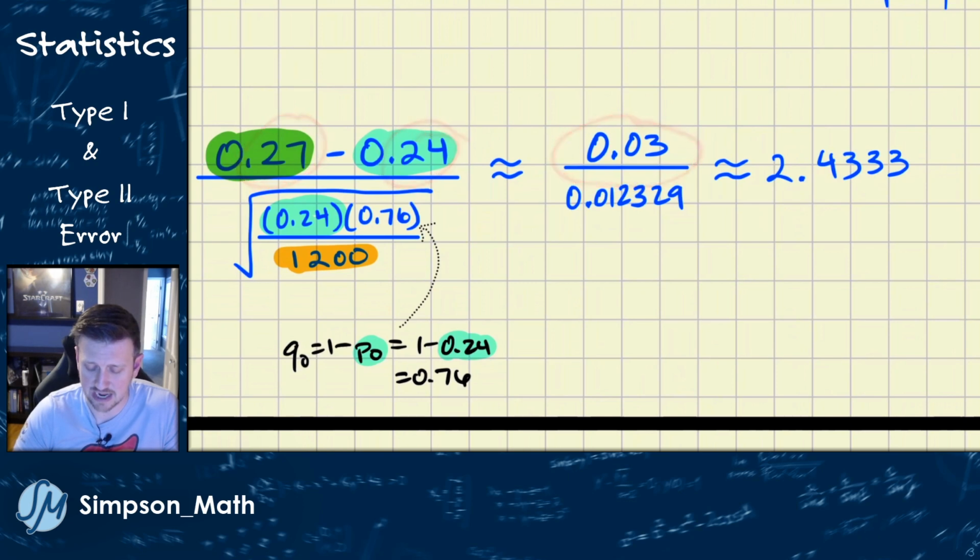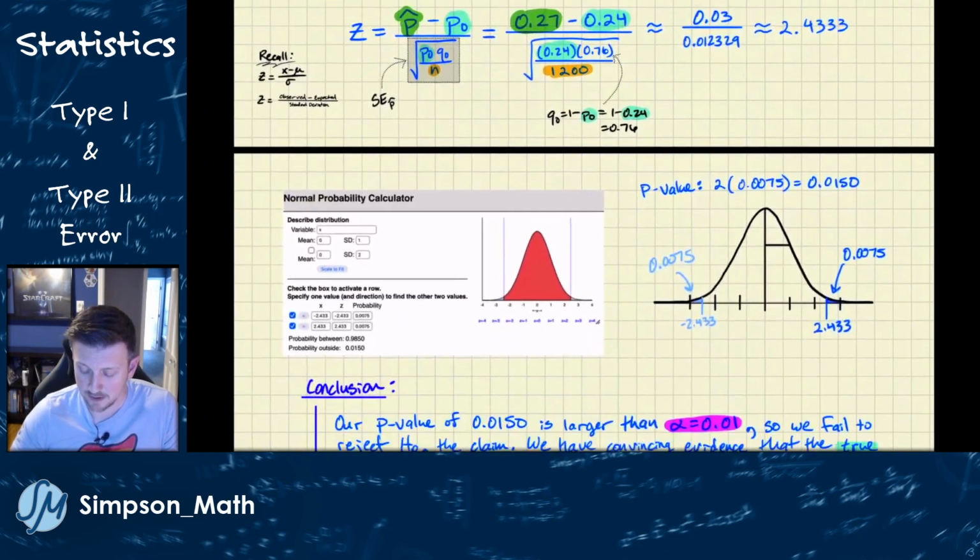So I'm 3% higher than what I'm thinking it is. Is that enough to say it's weird? Well, this would produce a z-score of 2.433. So in most cases, probably. But let's take a look at our p-value and our alpha.